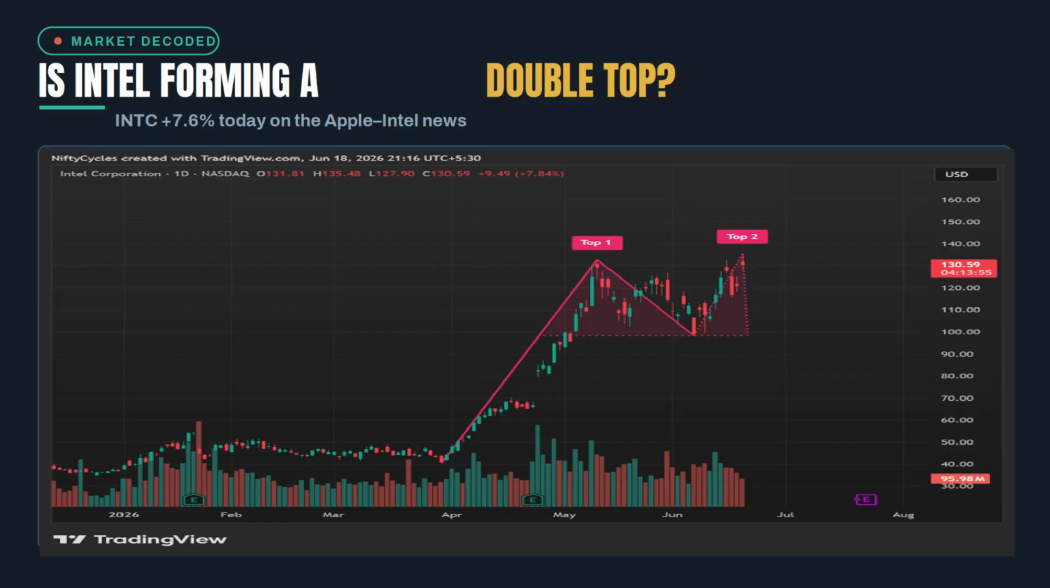So in the next few minutes, let's do something far more useful than guess. Let's learn exactly what a double top is, how to test for one, and then put this Intel chart through that test. Because the honest answer might surprise you.